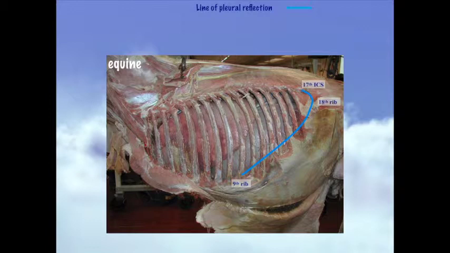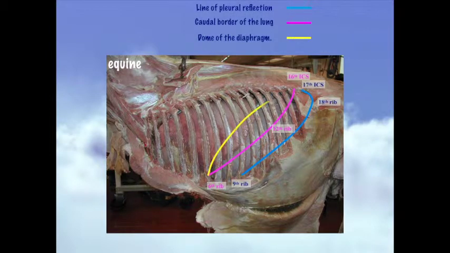And if we go about the same distance inward from that, we can find the caudal border of the lung. So here are the specific landmarks for that. Low on the 6th rib, about the middle of the 12th rib, and then high in the 16th intercostal space. And then the dome of our diaphragm is going to also start low at the 6th rib, about the middle of the 9th, and notice it is curving more cranially, and then high in the 15th intercostal space.